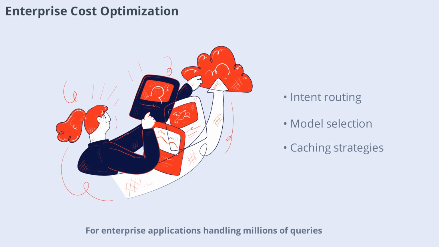For enterprise applications handling millions of queries, cost optimization is crucial. Implement an intent routing layer. Simple queries go to fast, cheap models while complex requests are routed to advanced models. Combine this with aggressive prompt and semantic caching. For example, a financial assistant might answer balance inquiries with a basic model but escalate portfolio analysis to a top-tier model, balancing cost and performance.